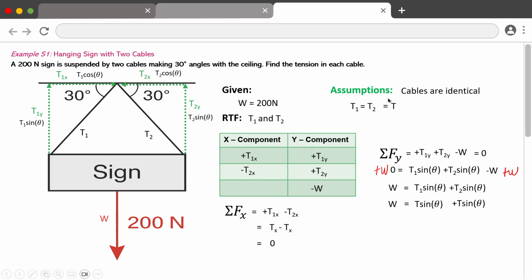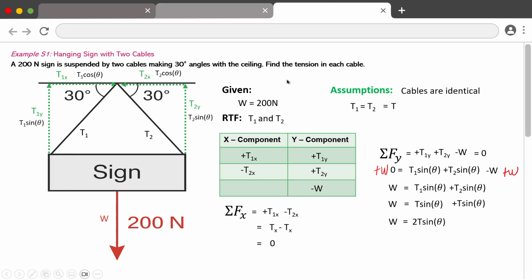So W is equal to T sine theta plus T sine theta. So why did this happen? Again, because of our assumption that the cables are identical, T1 and T2 should be equal to T. So we can express T1 in terms of T, T2 in terms of T, which is what we get in this next line of the equation. So W is equal to 2T sine theta. So this one and this one are the same, so we can combine them into 2T sine theta.